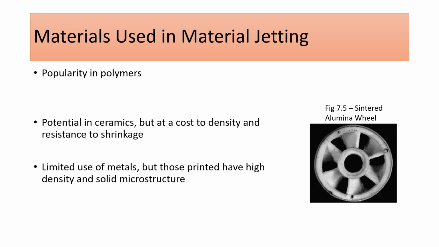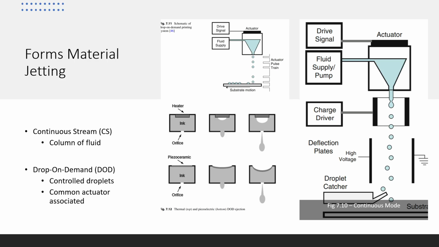Though significantly less common, there is some work into the 3D printing of metals. Copper, aluminum, tin, and mercury are metals that have been tested in printing with some degree of success. And unlike ceramics, the metals that are being printed using material jetting have a very high density and more uniform microstructure. Now, there are two main classifications within this process which have to do with the droplet expulsion: continuous stream and droplet on demand.